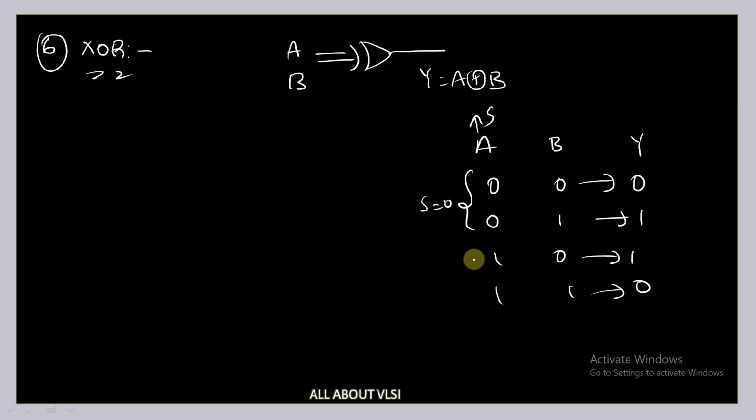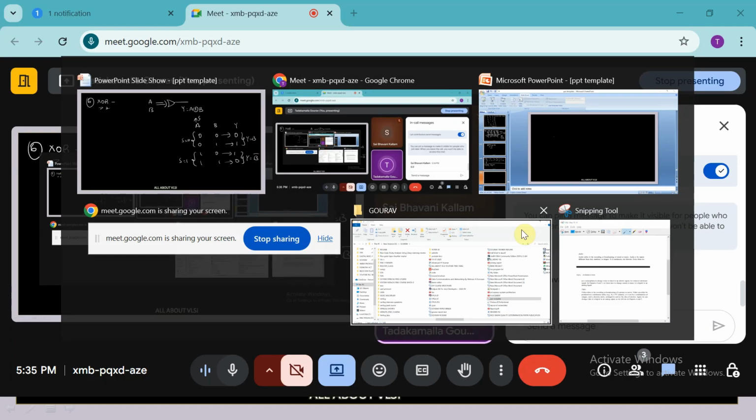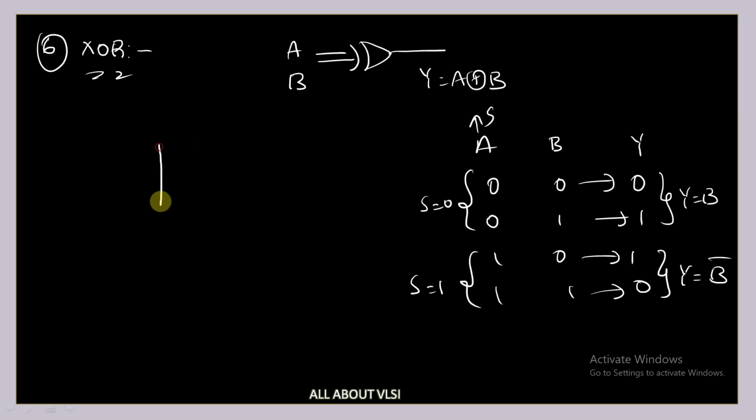Here we are having S is equal to 0 and S is equal to 1. If S is equal to 0, you are getting the same output, that is Y is equal to B, and if S is equal to 1, you are getting the complemented output of B, that is B bar. So your inputs are B and B bar. Exactly. So I can take a multiplexer like this: B, 1, 0, B bar.